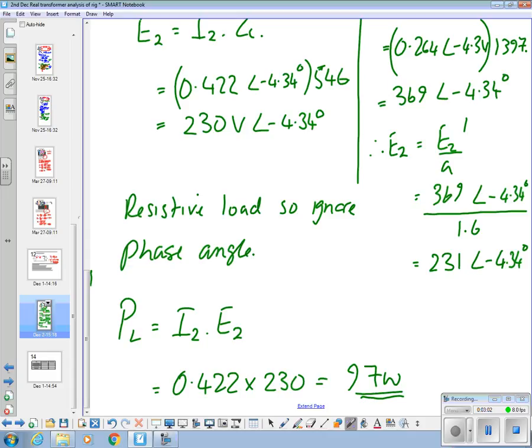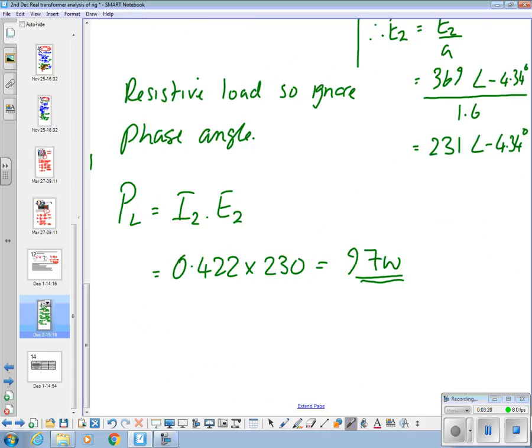So that's a useful check if you've got time in the exam, to quickly do the opposite method and check you get the same answer with both. And then, because this load is purely resistive, our voltage and current are in phase with each other. We can therefore ignore the phase angles when calculating the secondary power. So we just multiply the 422 milliamps by the calculated secondary voltage, and we get a power output of 97 watts.